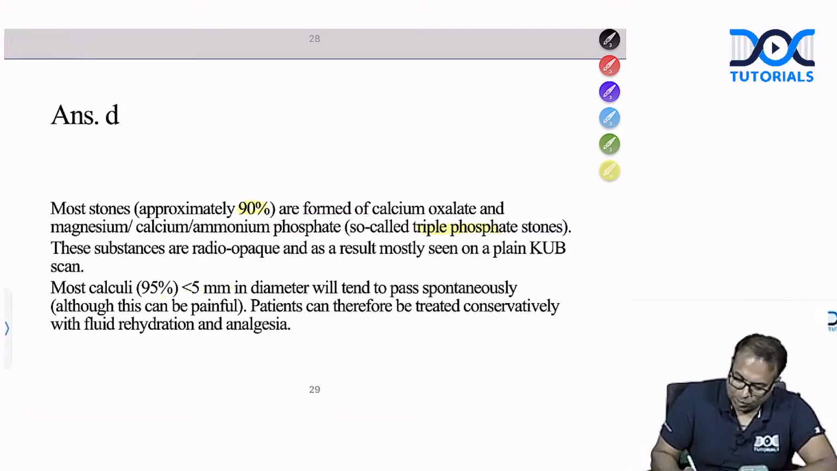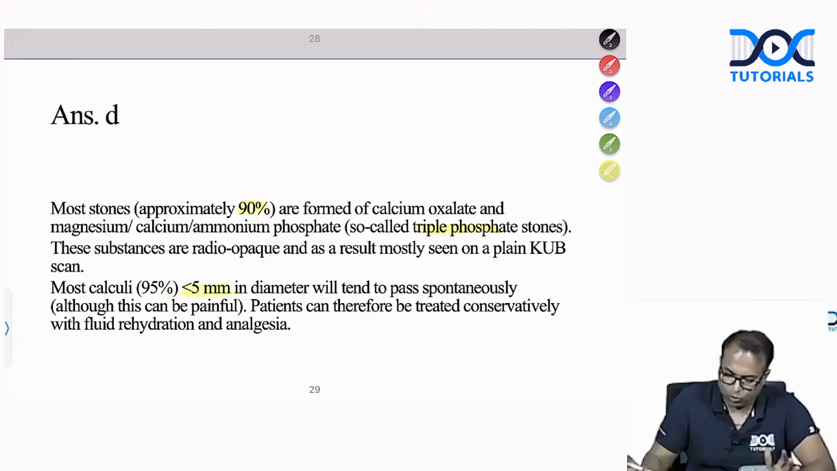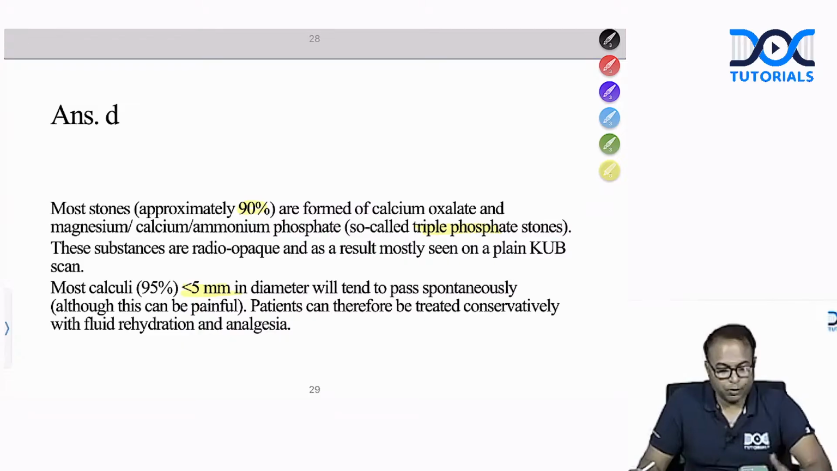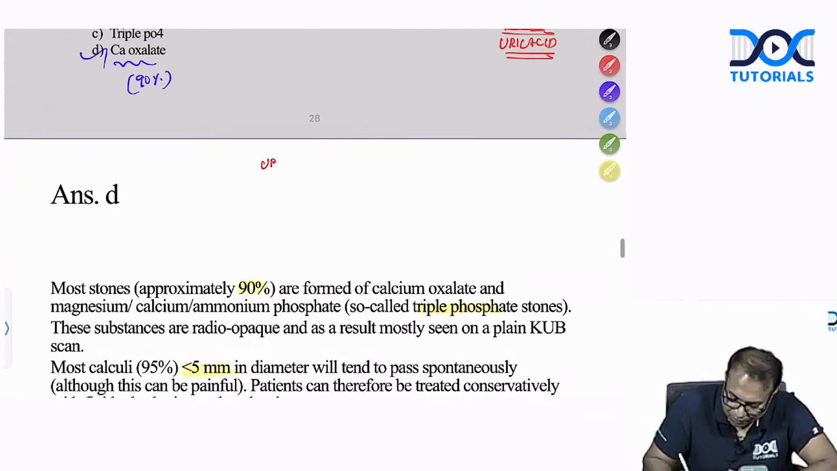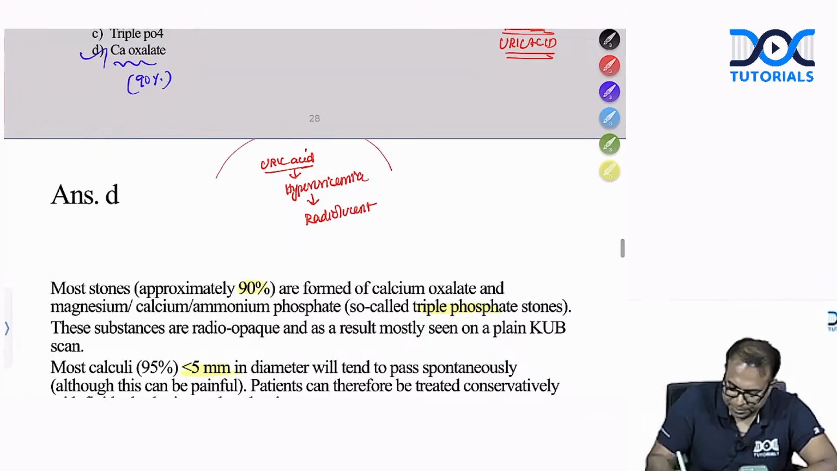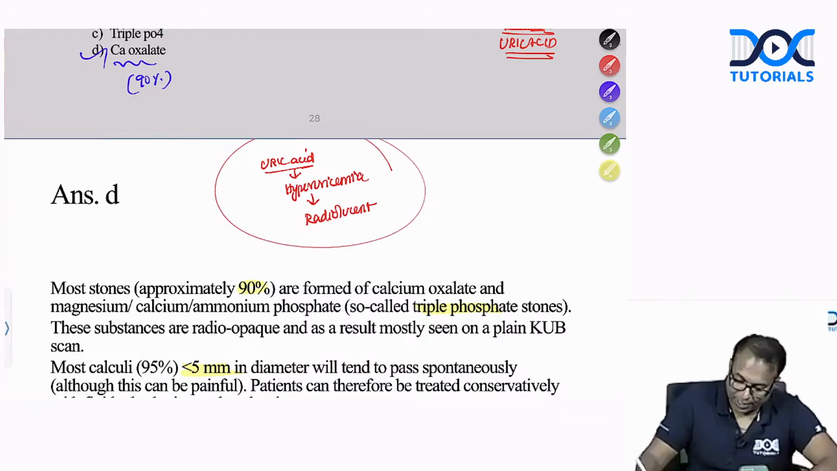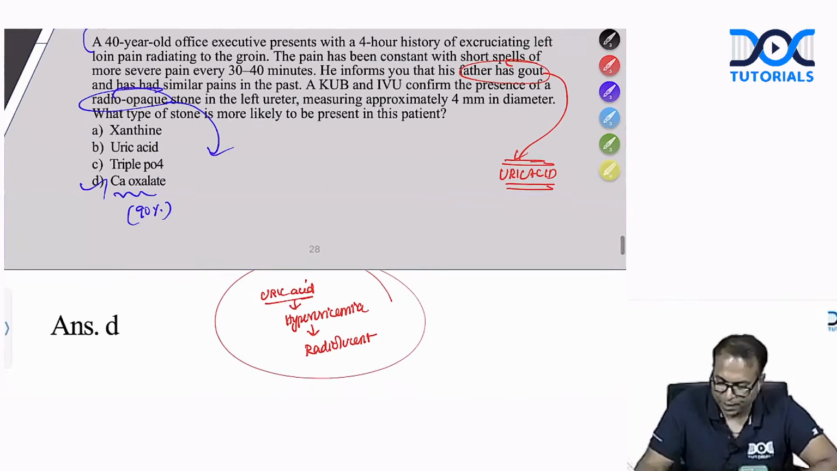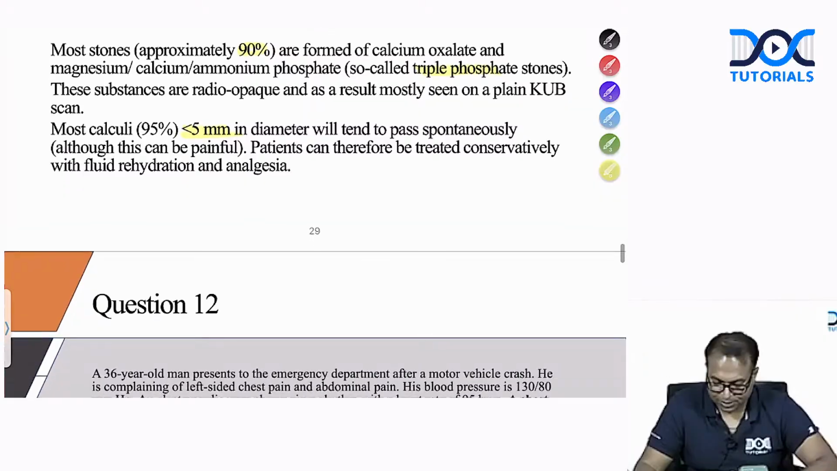So most calculi less than 5 mm will pass out. So no need to worry at all. Up to 5 mm, you can wait and watch. IV fluids, hydration, antispasmodics will make the stone pass out. Uric acid stones are different. Uric acid stones are seen in hyperuricemia patients, and they have a radiolucent nature. This is a catch point. Radiolucent stones are uric acid. This question has a radio-opaque stone. So we will go for calcium oxalate stone only.